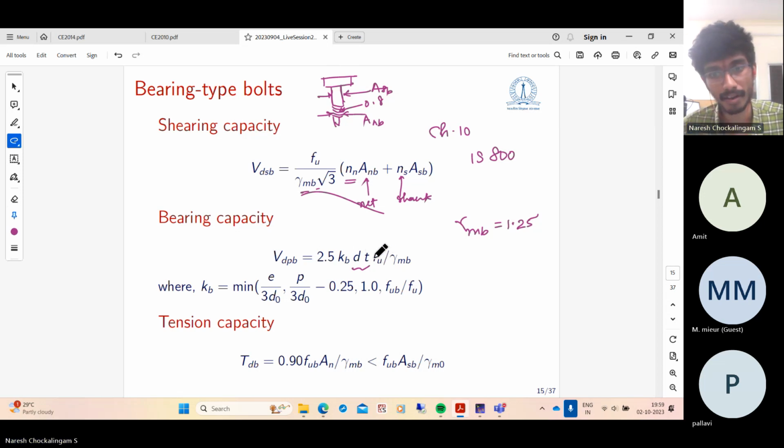fu is the ultimate tensile strength of the plate connected, not the bolt. It is the ultimate tensile strength of steel. And gamma MB is the partial safety factor.